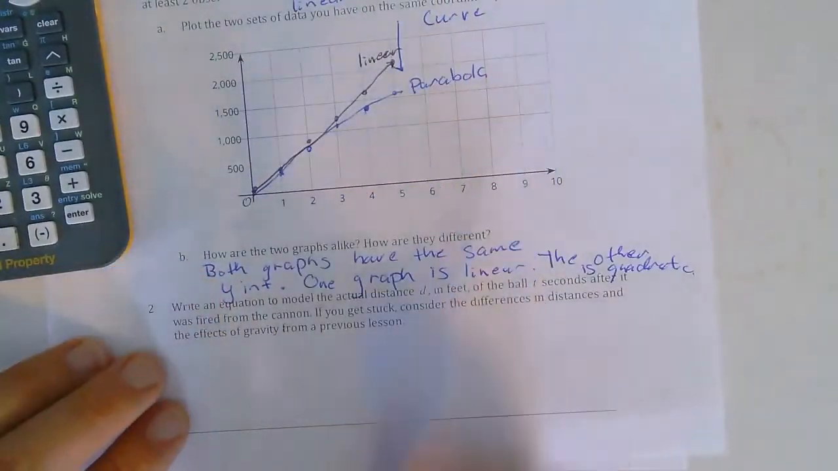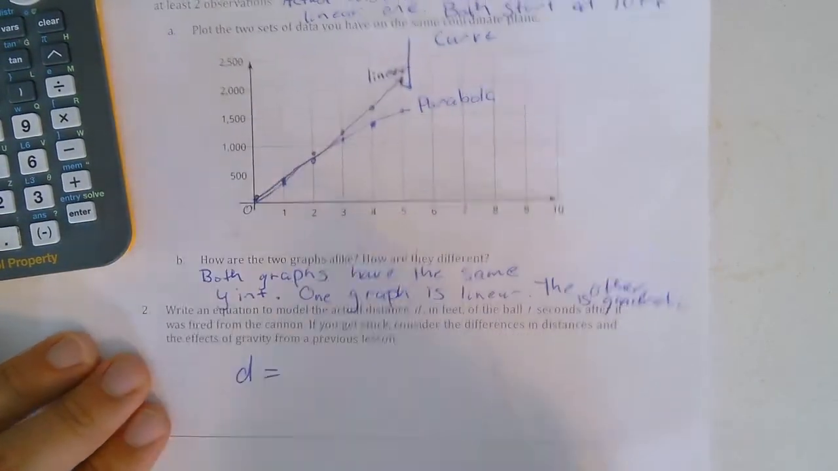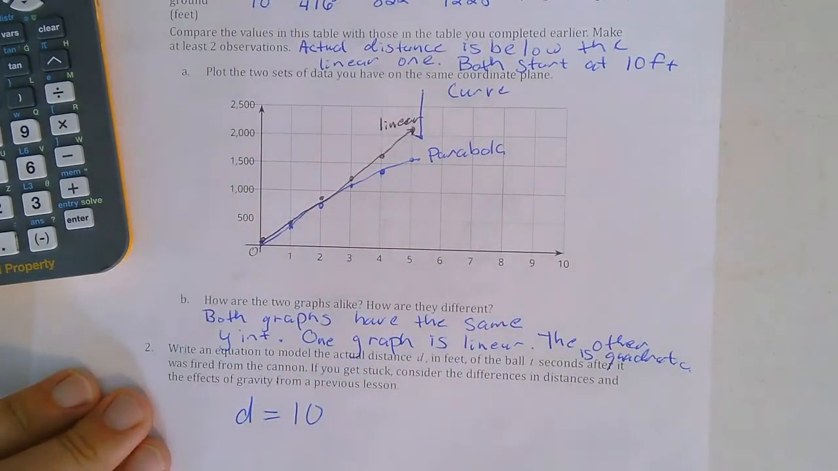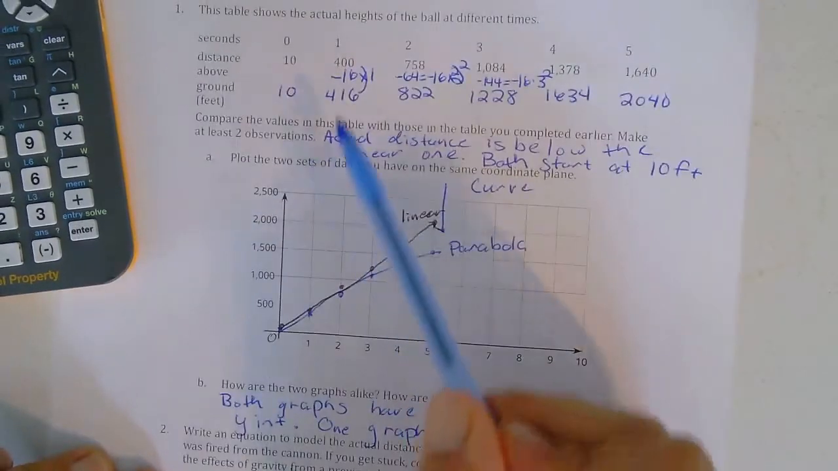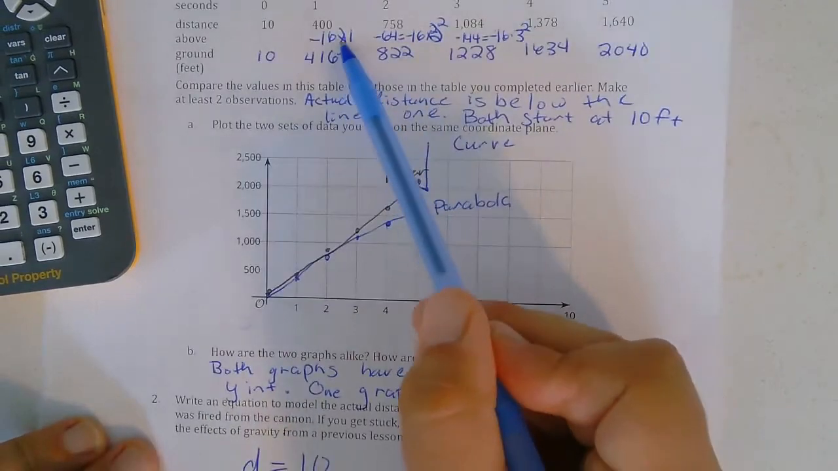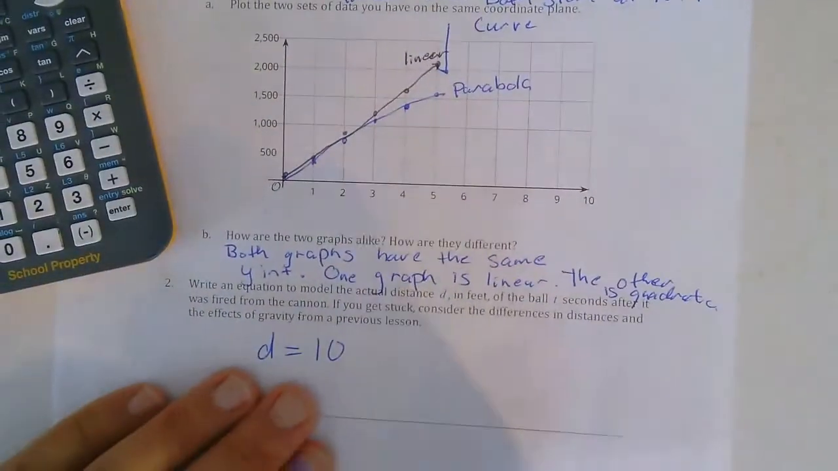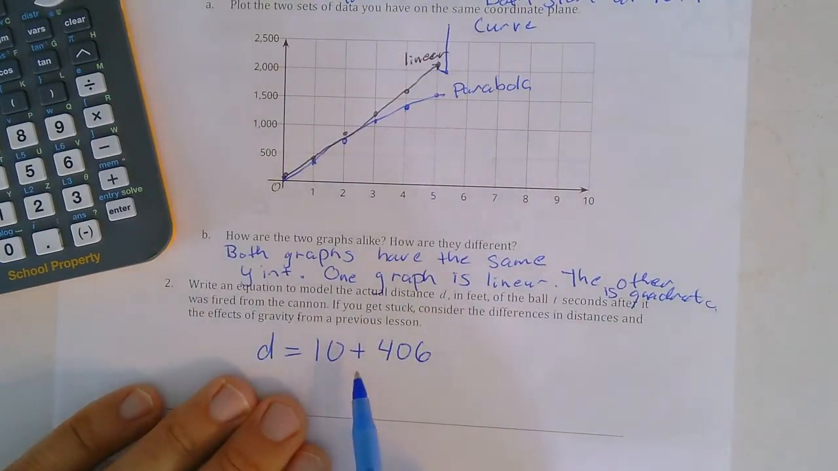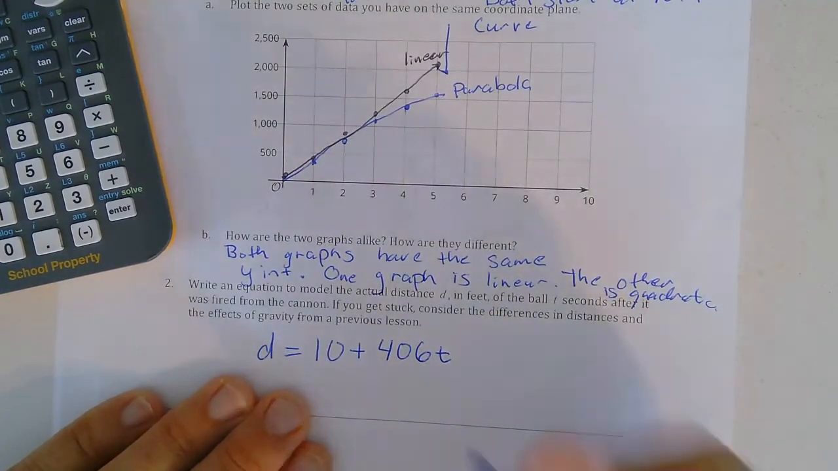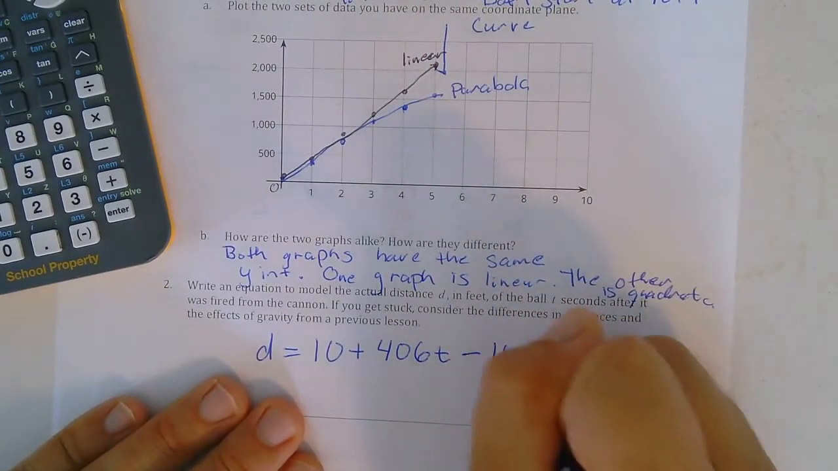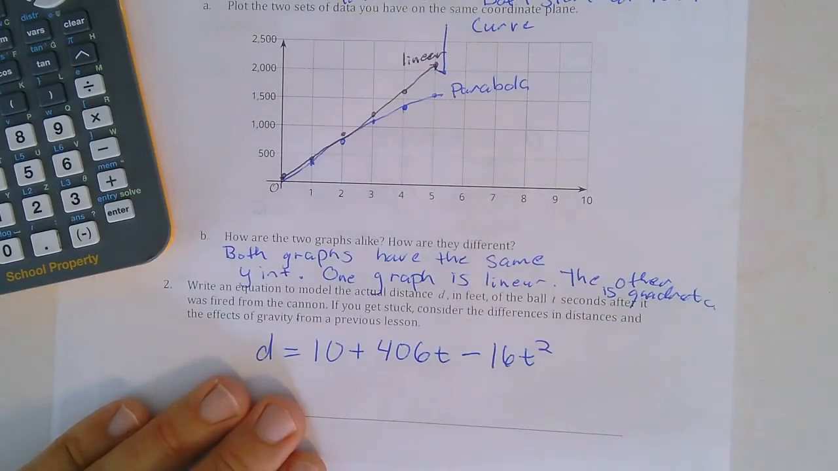So what we did, our distance started with our initial 10 feet. And then we added that linear distance on. And if you remember, that was 406 times the number of seconds. So I'm going to put plus 406 times t. And then what we did was we subtracted off 16 times t squared.